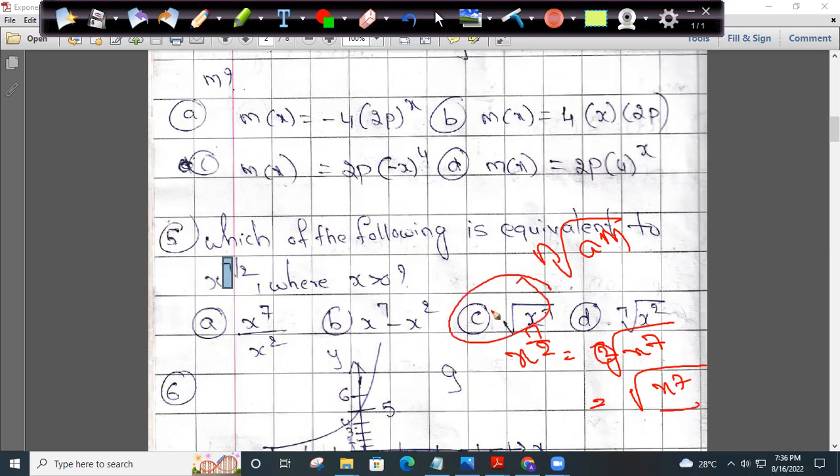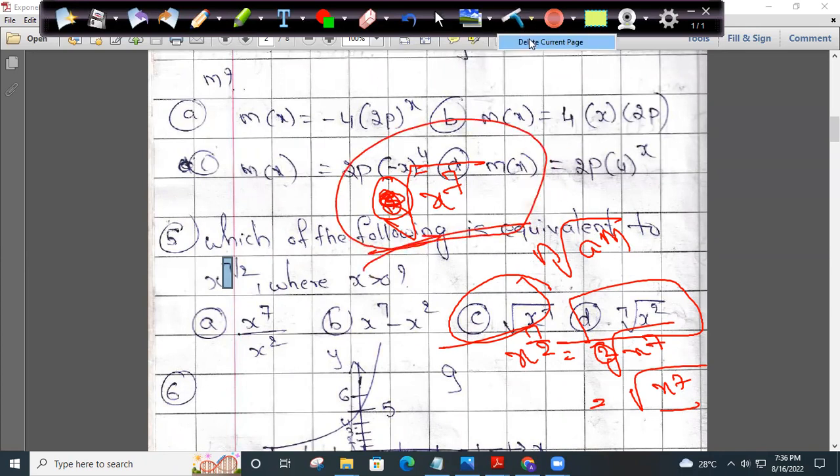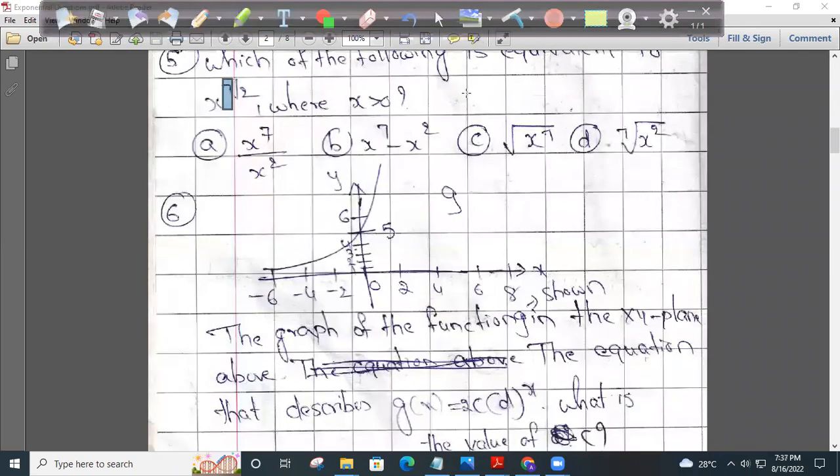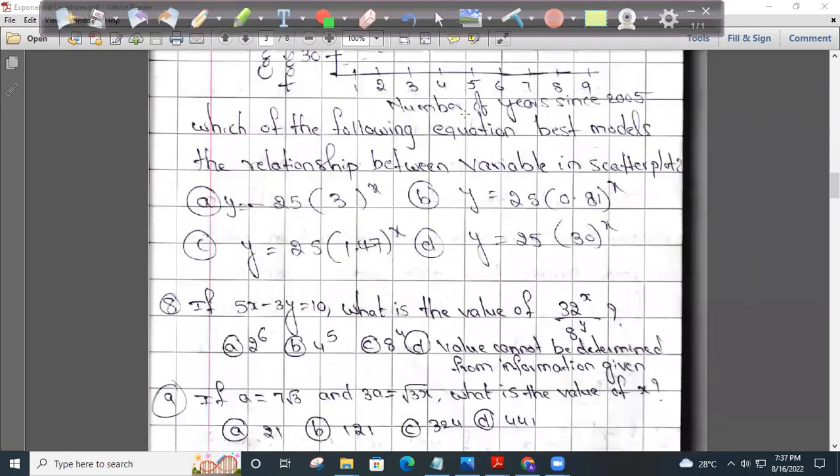So C for Chennai should be my answer. Some people by mistake will write D for Delhi. No, this is a power m by n, so it should be the same as root of x power 7. So root and 2 both are the same. So the answer should be the square root of x power 7. Perfect answer.